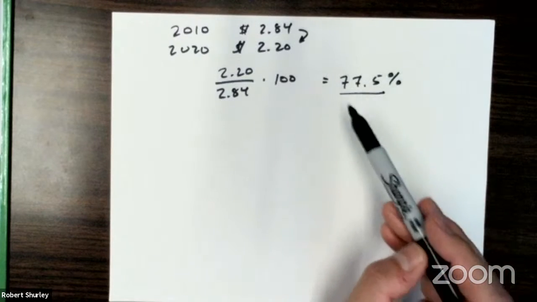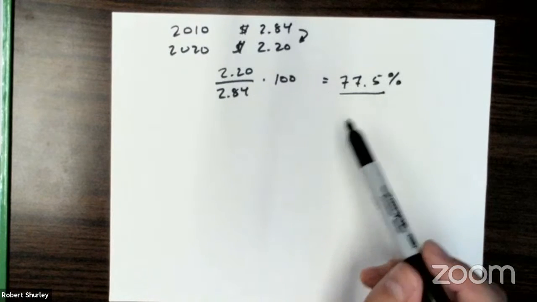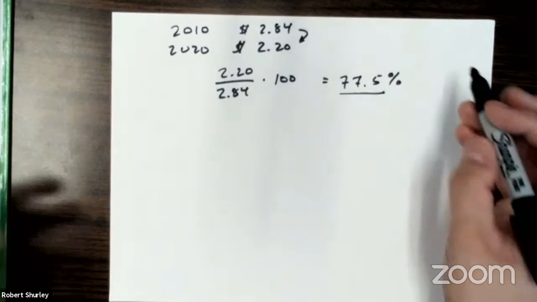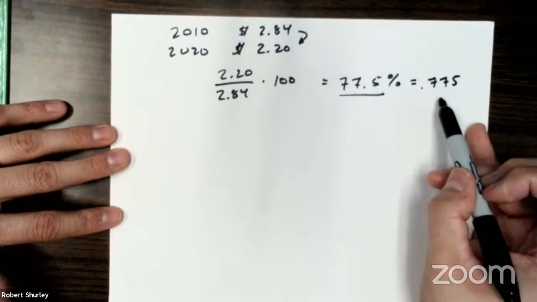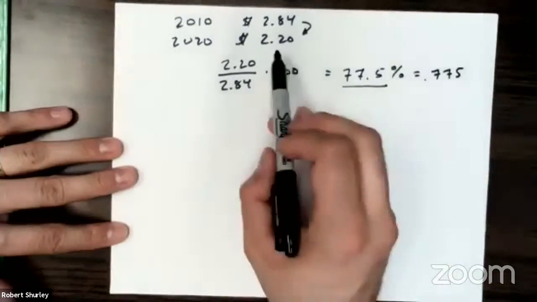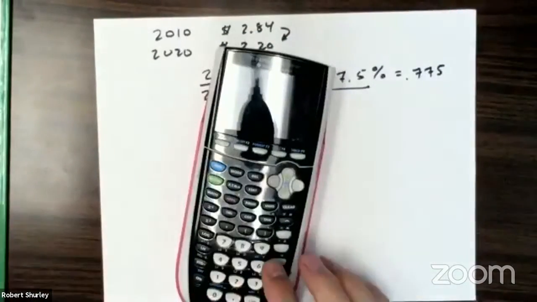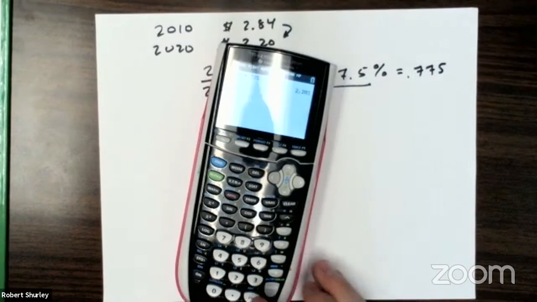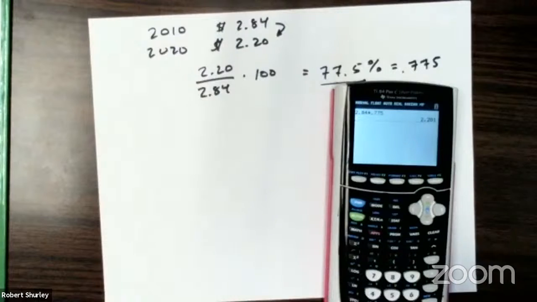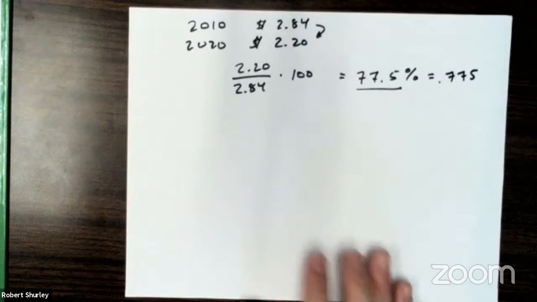So kind of neat. If the index winds up being less than 100, and really less than 1 in a way, it's also written as 0.775. So you're paying 0.775 times the 2010 price. If you put in 2.84 times 0.775 on your calculator, you get really close to 2.20. There's a rounding issue, but you'd be paying 2.20 a gallon. Okay, kind of cool.